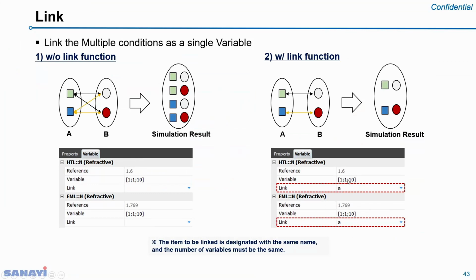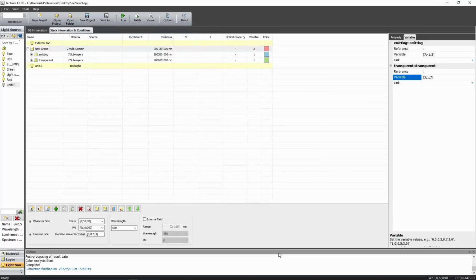I already talked about it, but there are some precautions when using this option. The item to be linked is designated with the same name, and the number of variables must be the same. So I will enter letter A for each link option. And the number of variable conditions is the same as 5 each. It makes sense. And lastly, let's set the output condition.